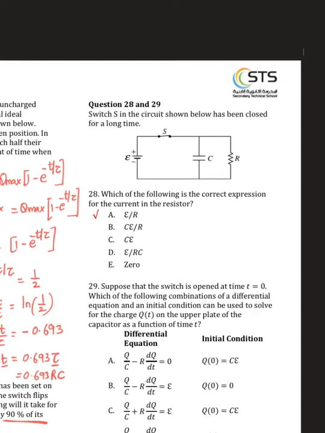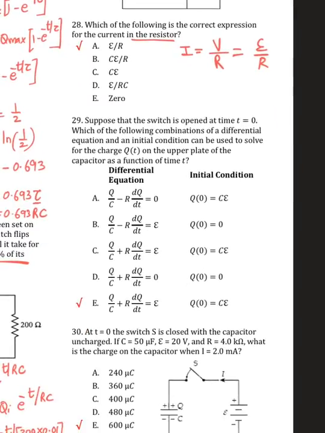Next, switch S in the circuit shown below has been closed for a long time. Which of the following is the correct expression for the current in the resistor? The keyword is long time. Long time means the capacitor is fully charged, so there is no current through the capacitor. So the current through the resistor will be found by Ohm's law, V over R, so E over R, and that's the answer.